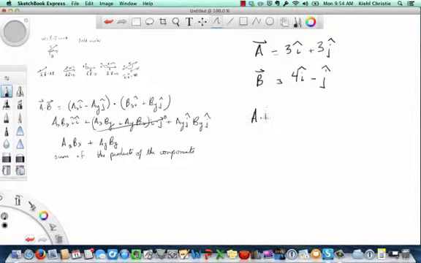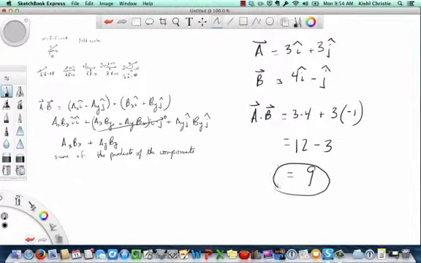Now, from this example that we saw before, all we have to do to compute the dot product A dot B is multiply the components together and then add them. So it's going to look like this: 3 times 4 plus 3 times negative 1, which is 12 minus 3, which equals 9. So the dot product of A and B here is simply 9.